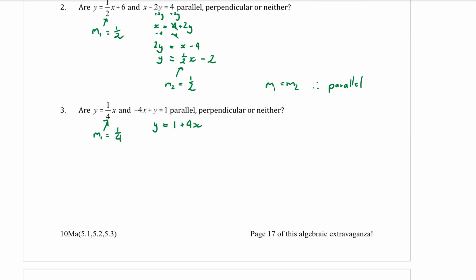Okay, now I know the x is in the second position, but the gradient is always what's in front of that x, as long as the y is by itself. So m2 is going to be equal to 4. Now, the gradients are a quarter and 4, they're not the same. So then we check to see if they're going to be perpendicular by timesing them together. m1 times m2 is going to be a quarter times 4, which makes a positive 1. Unfortunately, a positive 1 is not perpendicular, it needs to be a negative 1. So that means, therefore, it is a neither.